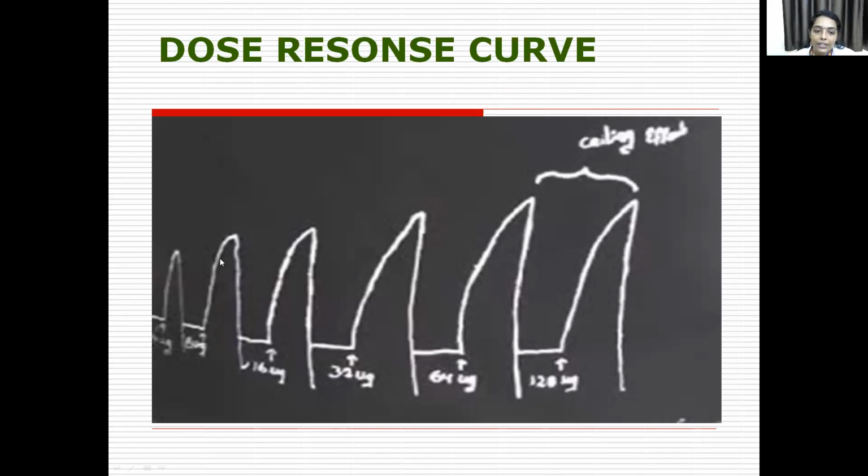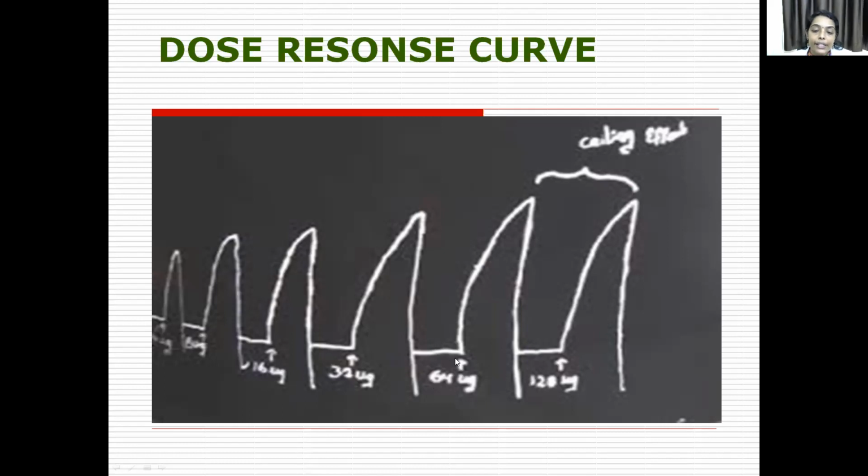Here you see that we can get graded responses by increasing the concentration of the drug you are giving. As you increase the concentration, there is an increase in the contraction of the muscle. As this goes on, finally you find that there is a ceiling effect. The ceiling effect is that there is no more increase in response even when the dose concentration is increased, that is, the maximal response.